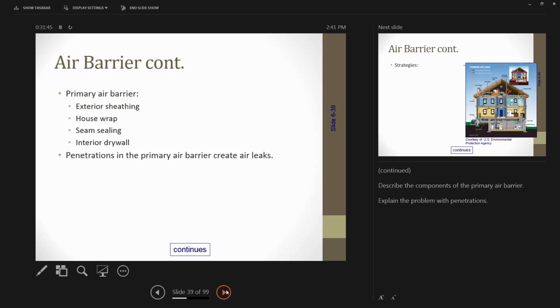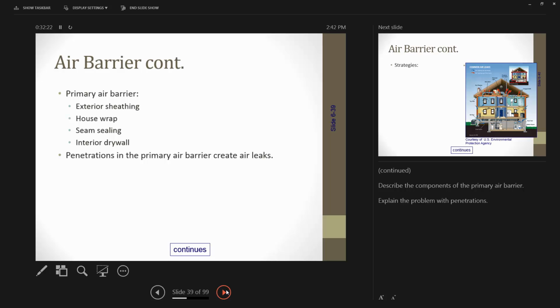So primary air barriers can consist of a lot of different things: exterior sheeting, house wrap, seam sealing, and interior drywall. We'll talk a little bit in a minute about where the air barrier goes, and that's one of the important things to look at. It's going to depend on your climate zone. So in this climate, where do we want to put the air barrier? We talked about this already. Where do we want to stop our air movement?